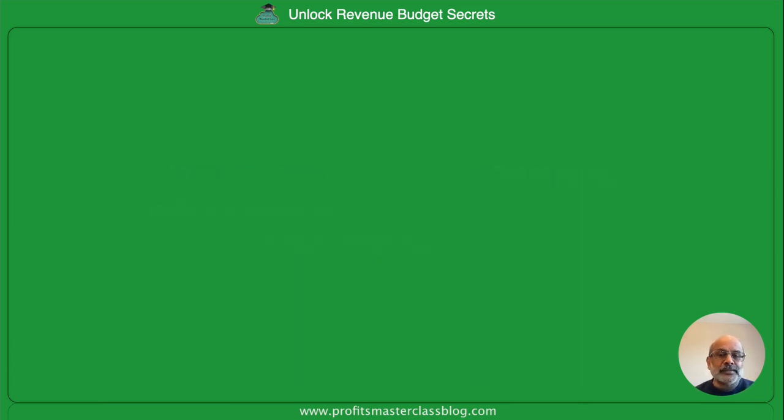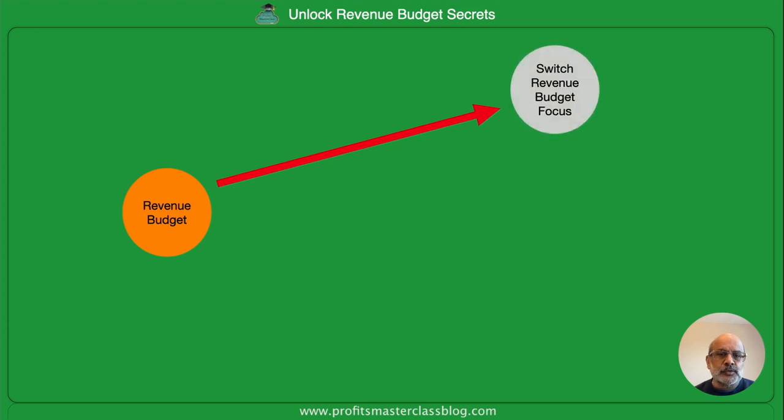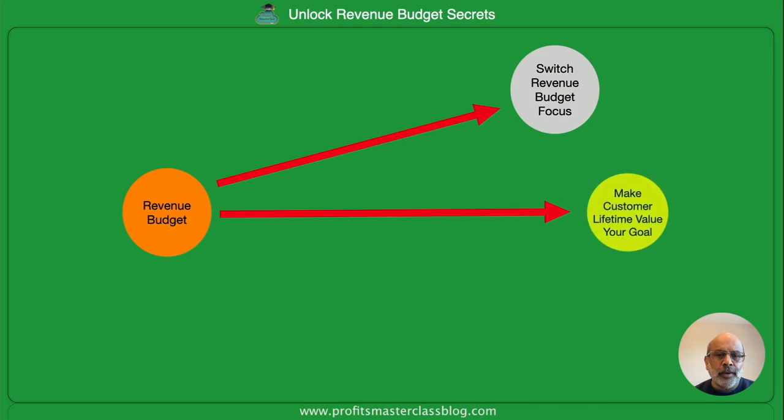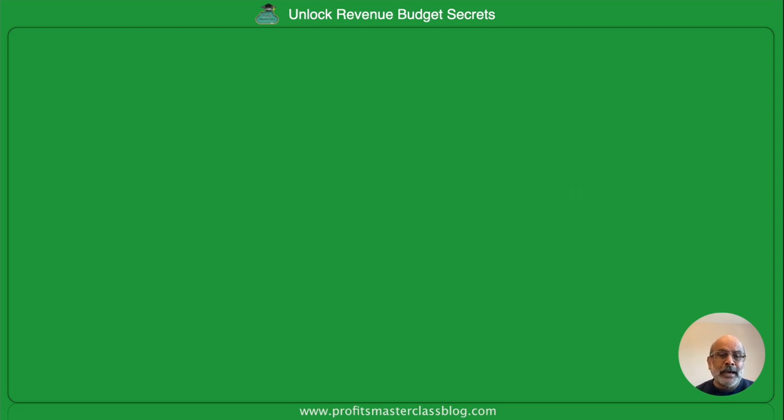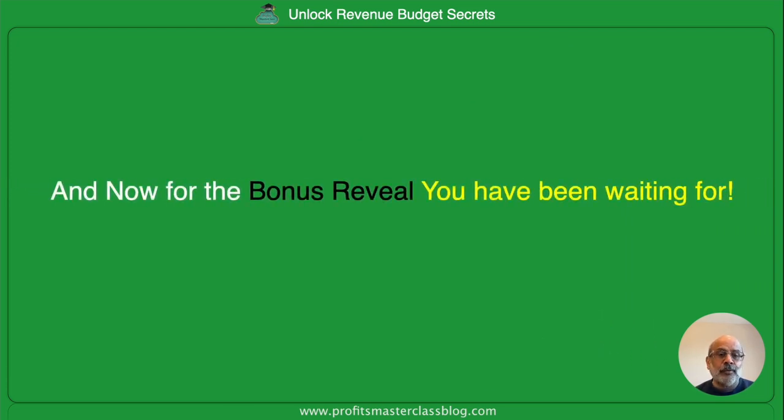So let's summarize. Your revenue budget is built with switching revenue budget focus. This is followed by making customer lifetime value your goal. And thirdly, you monitor and track the total number of guests with the total revenue generated towards the customer lifetime value.